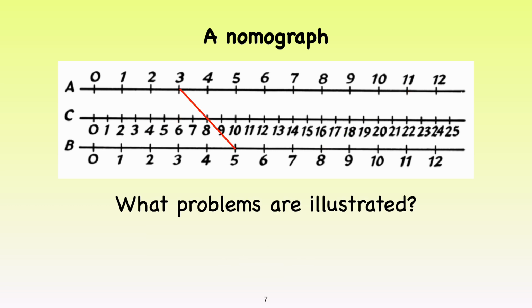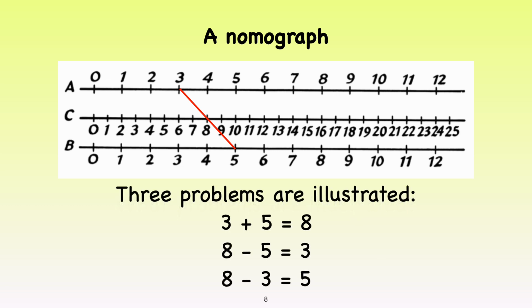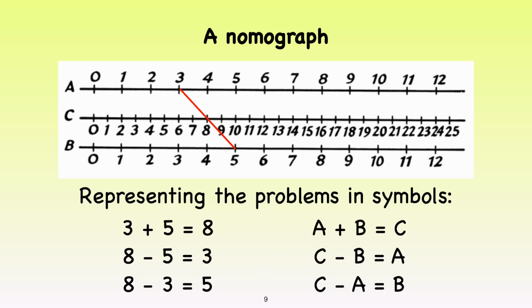Can you write the addition problem and 2 subtraction problems illustrated here? The 3 problems are 3 plus 5 equals 8. I suppose there's 4. 5 plus 3 could also be 8. 8 take away 5 is 3, and 8 take away 3 is 5. Now, let's do this with the scales.